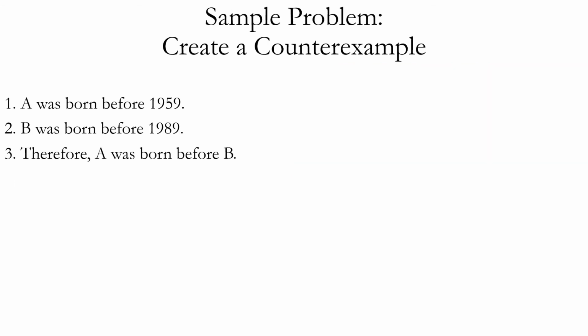In this problem, we have to create a counterexample to the argument form. That is, an example that has premises we know are true, a conclusion we know is false, and that fits the general form of the argument. Let's look at the first argument form. A was born before 1959. B was born before 1989. Therefore, A was born before B.